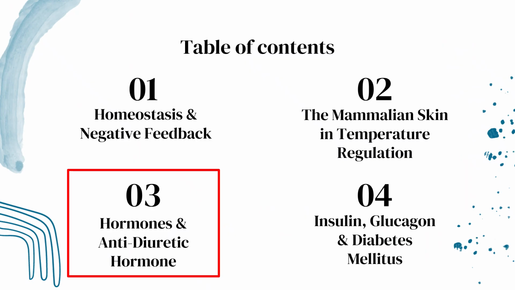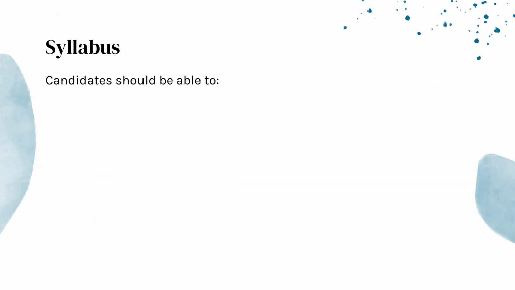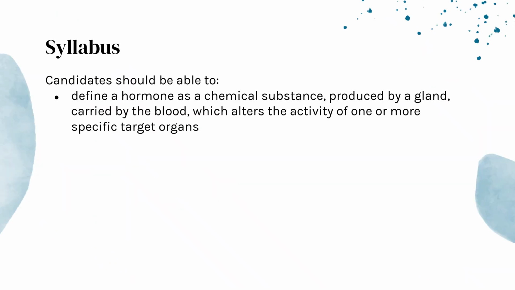This chapter is split into 4 parts, and for today I will be talking about the concept of hormones, the definition of hormones, and I will be doing a bit of revision with you with a hormone that you are familiar with from chapter 8, ADH, or anti-diuretic hormone. So let's begin. The syllabus for this particular video is this.